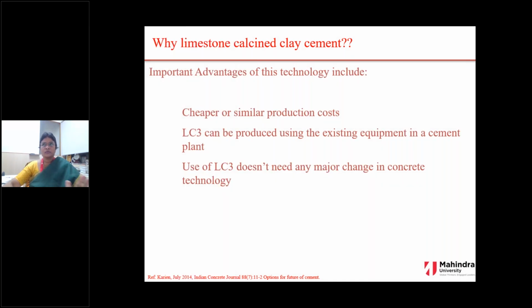And the important advantage of using this calcined clay cement is that we can manufacture the same LC3 cement at a cheaper or similar production cost, using the same equipment in the cement plant. There is no need for a major overhaul of the cement manufacturing plant. We just need to add the calcination plant in between. That's it. With the existing cement manufacturing plant itself, we can produce this LC3.